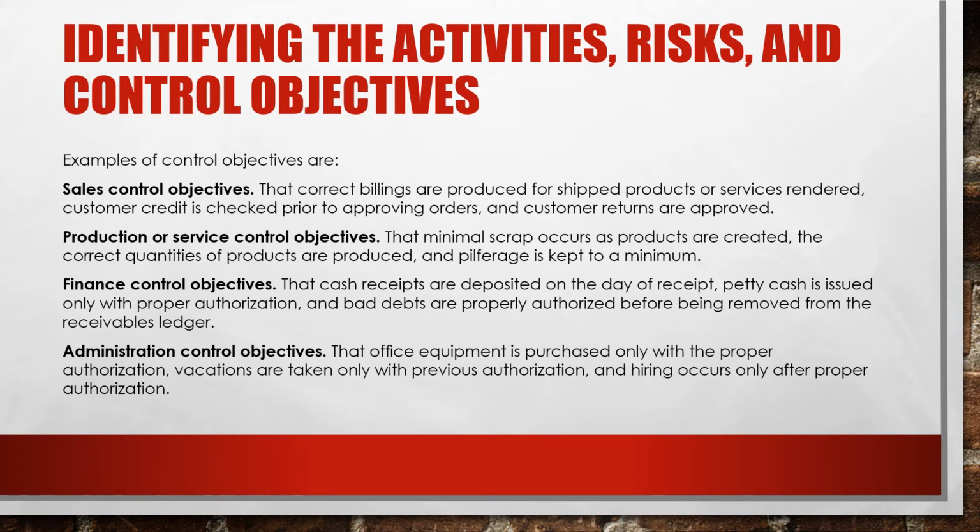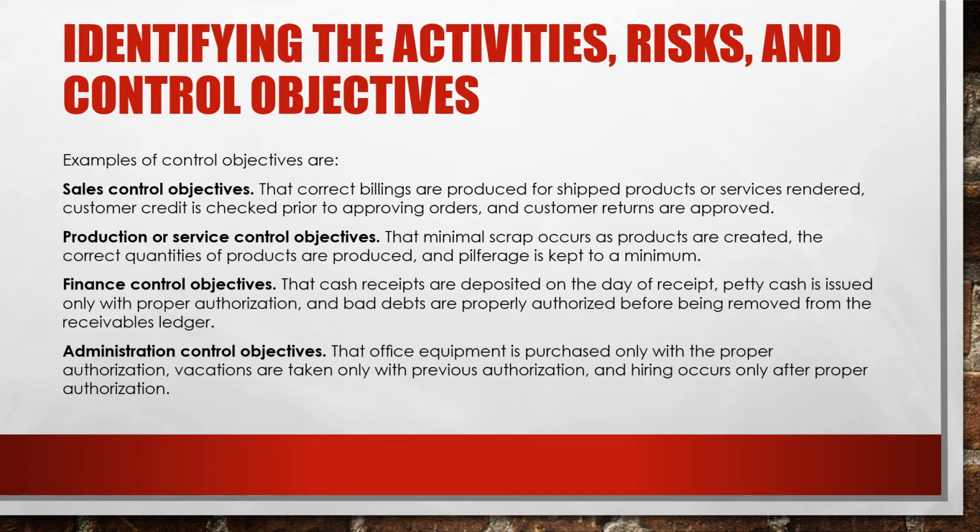So what are the examples of control objectives? In terms of sales control objectives, we could have objectives wherein correct billings are produced for shipped products or services rendered. Customers' credit is checked prior to approving orders, and customers' returns are approved. So when you bill the products you shipped out, you ensure and check their orders if correct. Whatever you delivered is what the customers received.